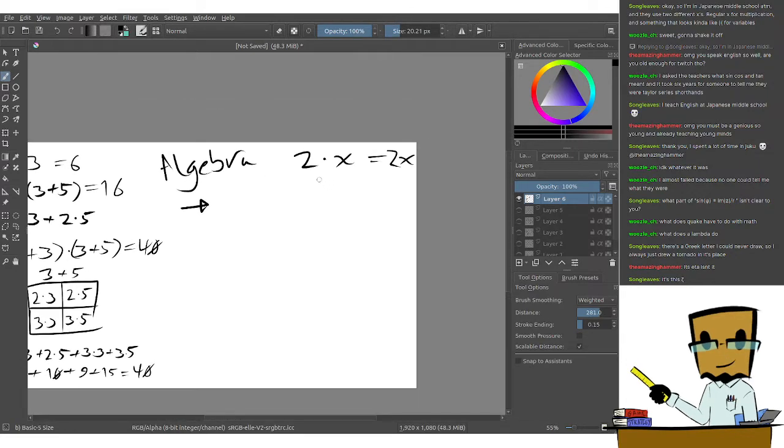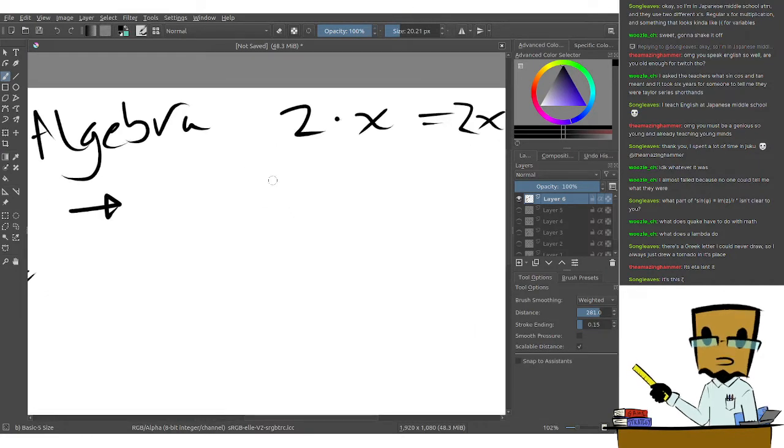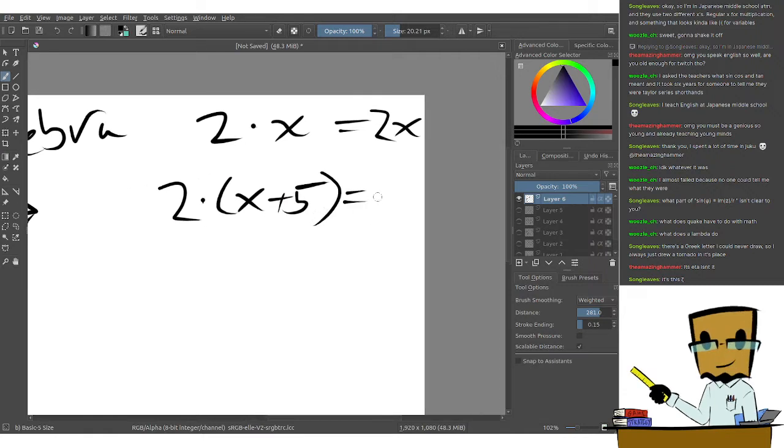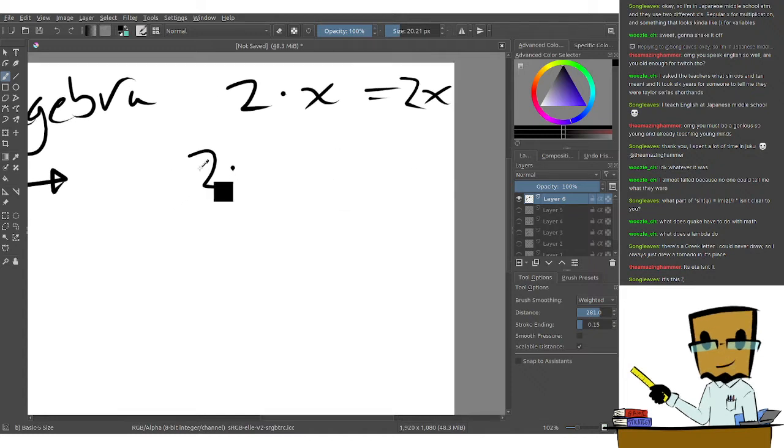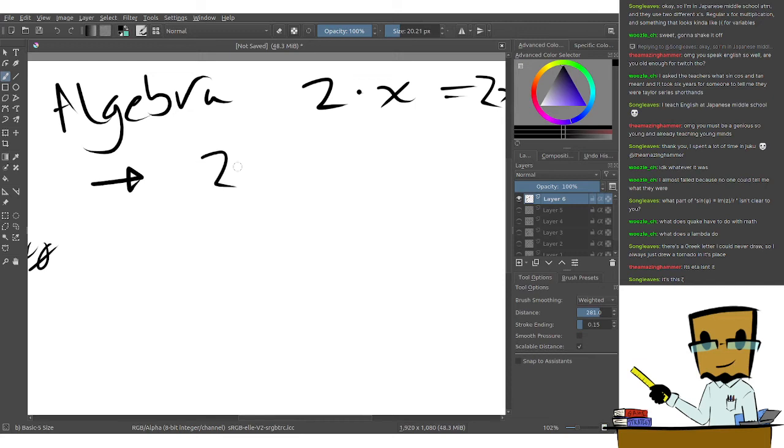So yeah. Now, if we start factoring with something like 2 times x plus 5, I should leave more room for this. There we go.